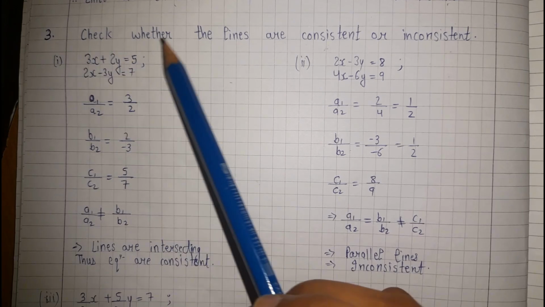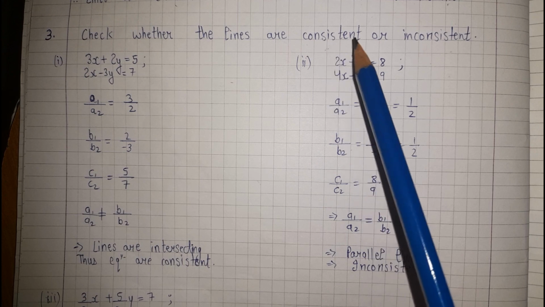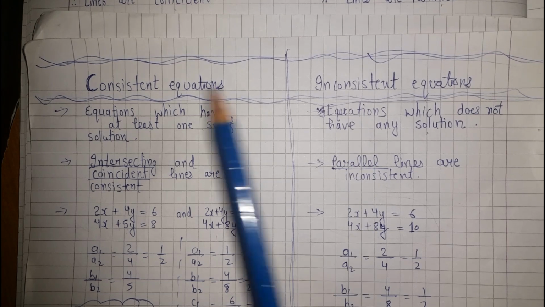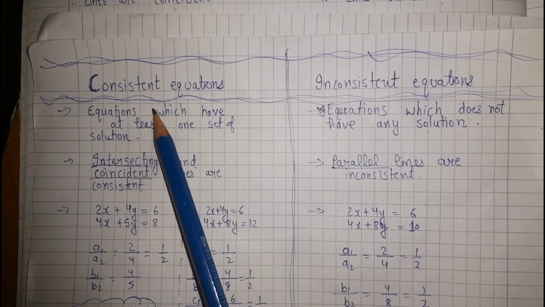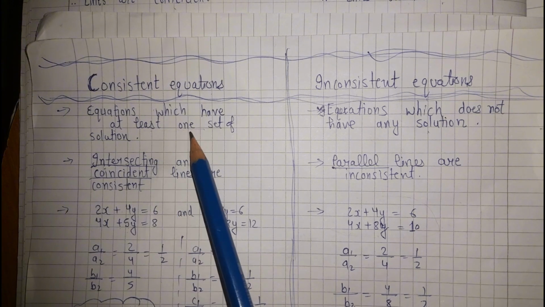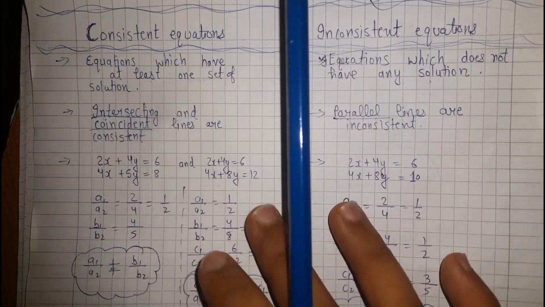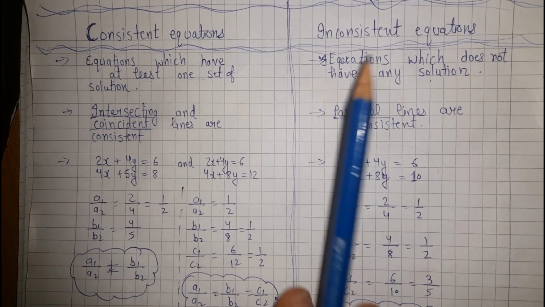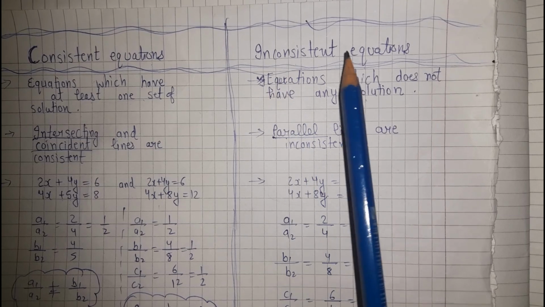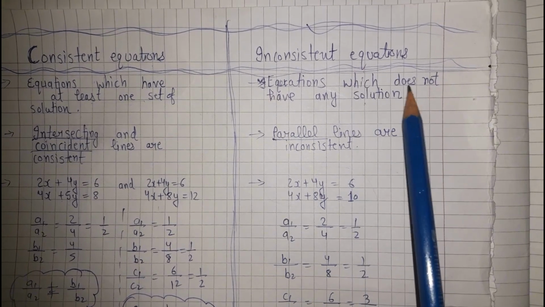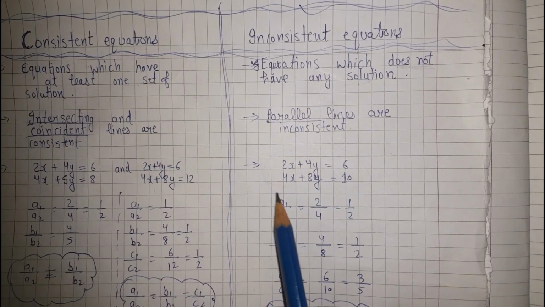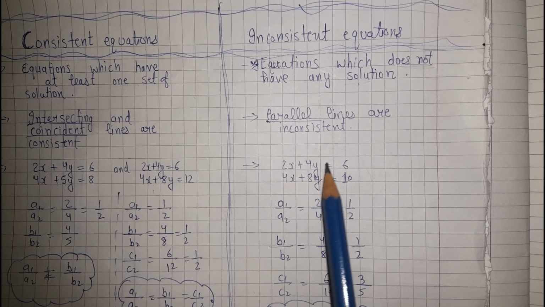Third question, check whether the lines are consistent or inconsistent. So first of all, what are consistent and inconsistent equations? Consistent equations are those equations which have at least one set of solution. That is, after solving a pair of equations, you will get the value of x and y. But inconsistent equations are those equations which do not have any solution.